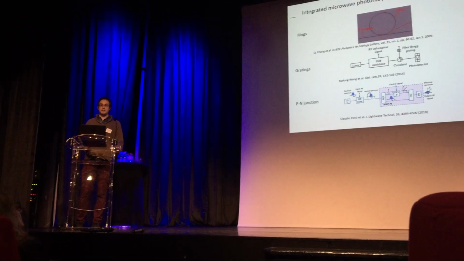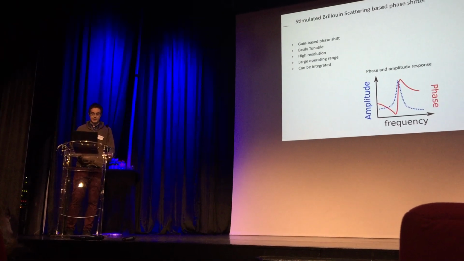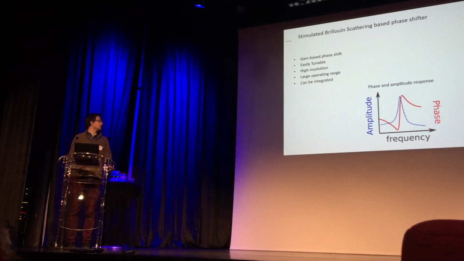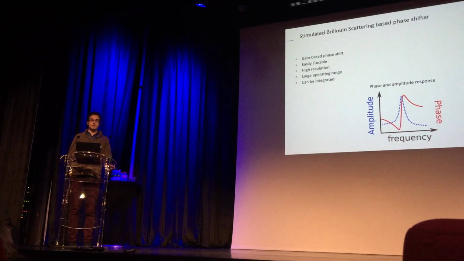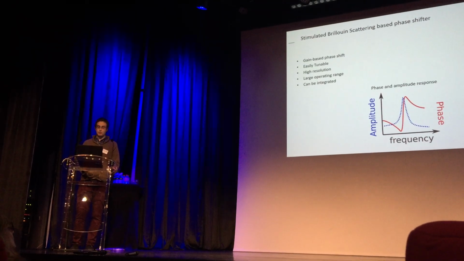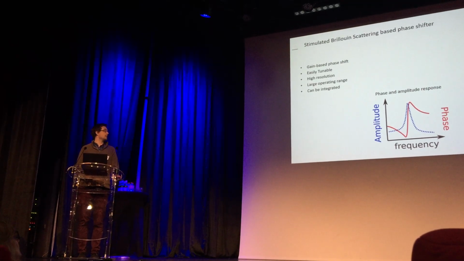But we're very interested in using stimulated Brillouin scattering because of a number of advantages, mainly that it induces a gain-based phase shift, it's easily tunable, it's got a high resolution, which means we can induce a phase shift on even relatively low frequency RF signals. It operates anywhere within the transmission window of the material, and it lends itself to be integrated.